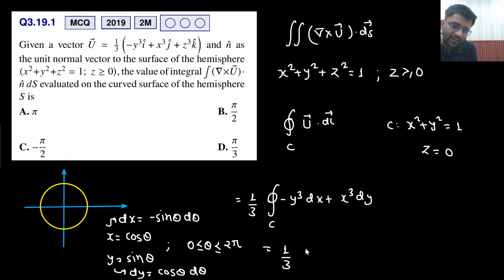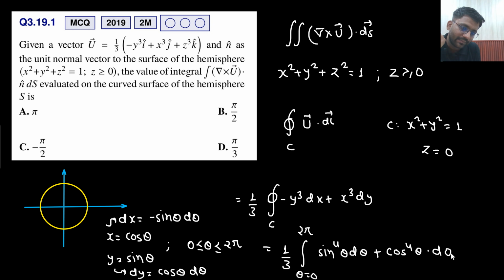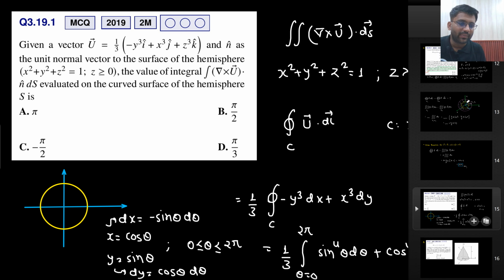So 1 by 3 outside with theta going from 0 to 2 pi, minus y cube. This becomes minus sin cube theta. What is dx? dx is minus sin theta d theta. So this becomes sin to the power 4 theta d theta plus x cube. x cube is cos cube theta, dy is cos theta d theta. So it becomes cos to the power 4 theta d theta. Now, if you are smart enough, you would know how to solve this particular integration.